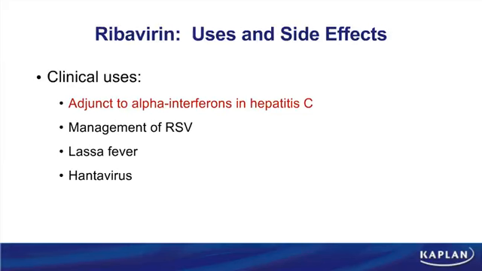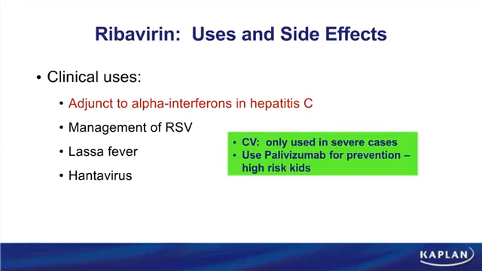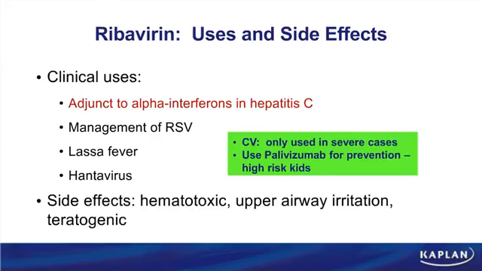The clinical use of ribavirin has been limited by its side effects, but we still use it today as an adjunct to alpha interferons in hepatitis C. We think about using this drug for the management of RSV, but today it's very much reserved only for severe cases and only in adults, because we have another drug called palivizumab that's used for prevention. This is a drug that binds to the RSV protein and is useful in high-risk kids as a preventative. The side effects are bone marrow suppression that very much limits the use of ribavirin.